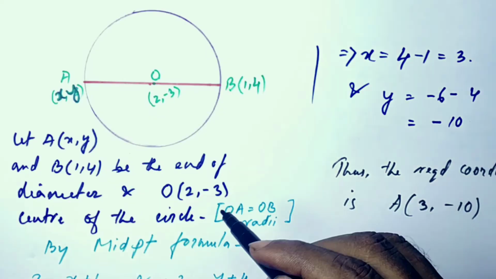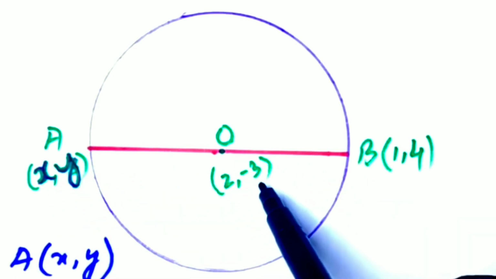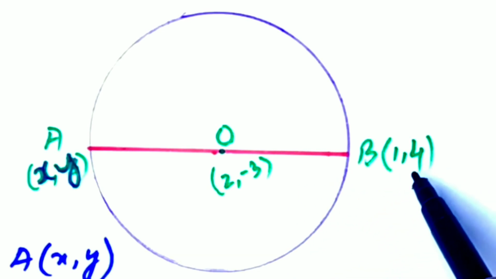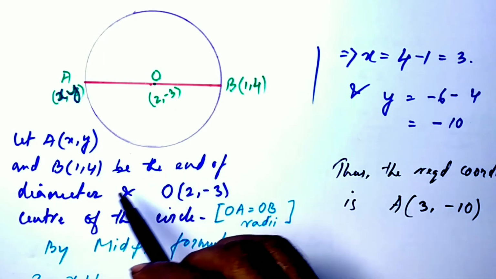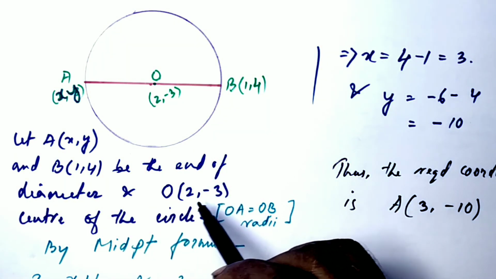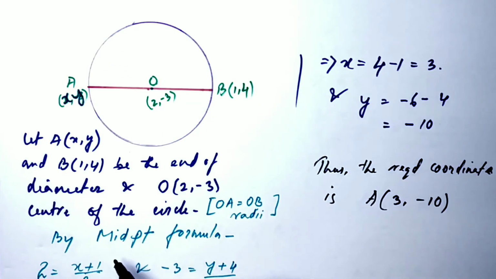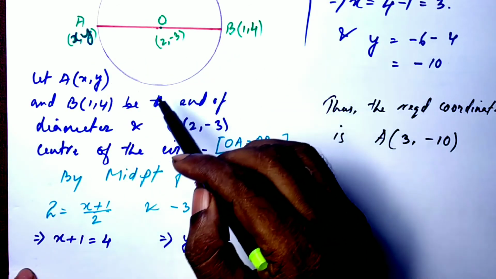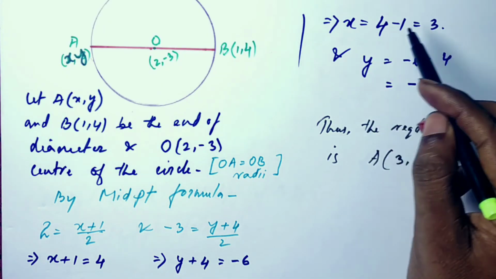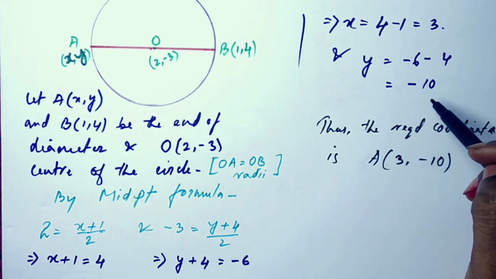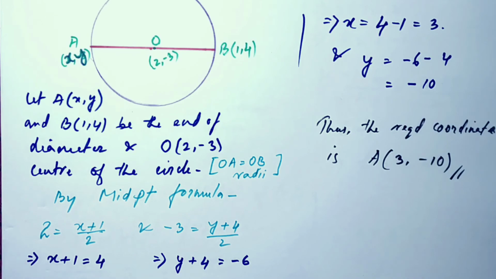Here we have drawn a circle with point A as (x, y) and center as (2, -3), and B (1, 4) given in the question. So we write, let A(x, y) and B(1, 4) be the ends of the diameter and O(2, -3) the center of the circle. OA equals OB as these are the radius. By the midpoint formula, 2 equals (x + 1) by 2, and -3 equals (y + 4) by 2. So we calculate it. x we got 3, y we got -10. Thus the required coordinate is A(3, -10), which is our answer.